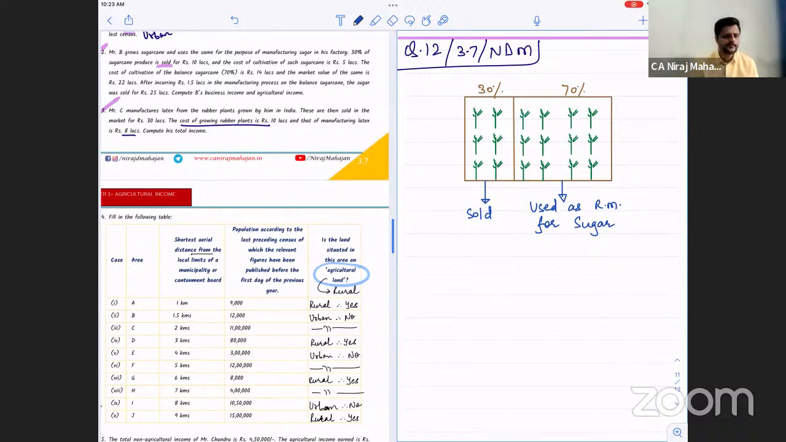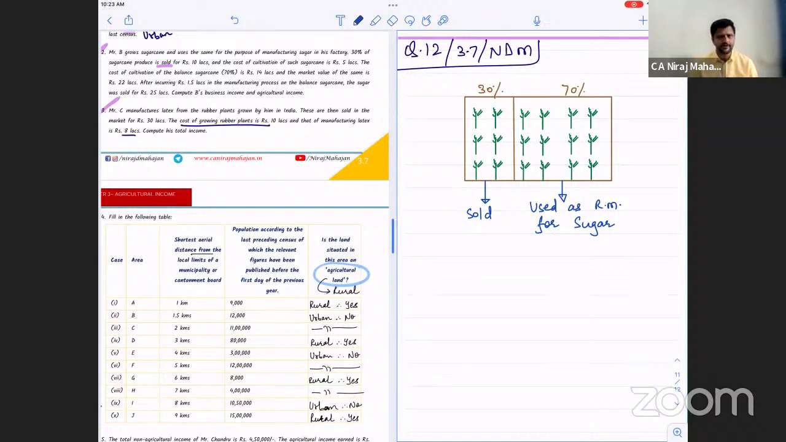Tell me this, Khushbu, Nitin. It is not that tough to understand. I have grown sugarcane, I have sold sugarcane. 30% of my sugarcane I have sold, as per my wish. That part is 100% agricultural income. Clear? No problem over there.